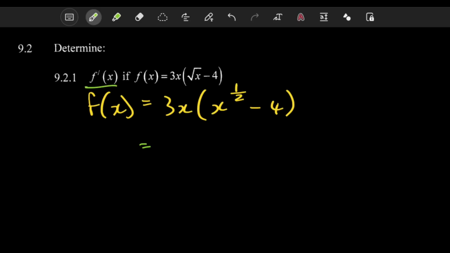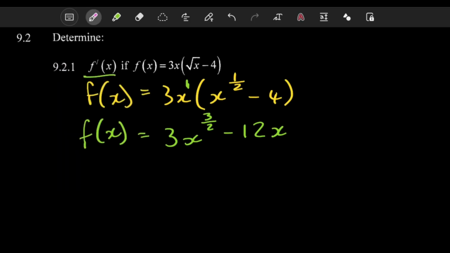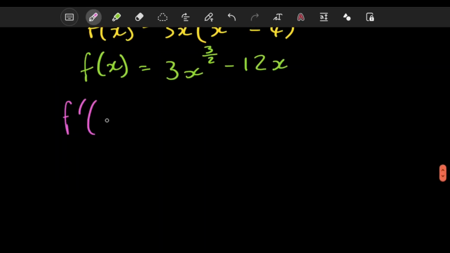So simplifying, you can multiply inside. Here you're multiplying 3x times this. You know that for the x's, the bases are the same, so you can just add the exponents. So here 1 plus a half just gives you 3 over 2. And then this multiplied by the 4 there is just going to be negative 12x. So you have simplified as best as you can. You see, it's still just f of x. Because now it's in a format that we can differentiate, we can now just use the normal power rule.